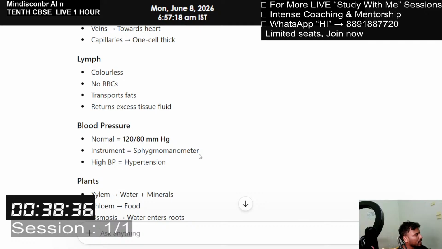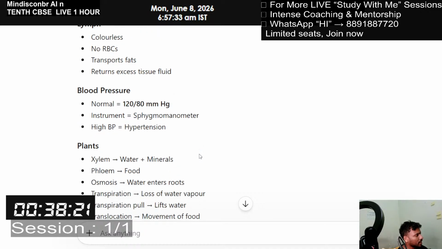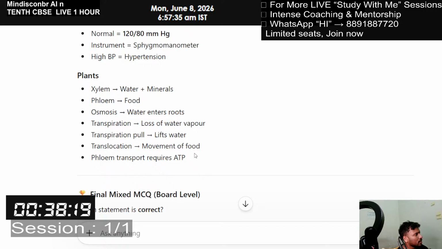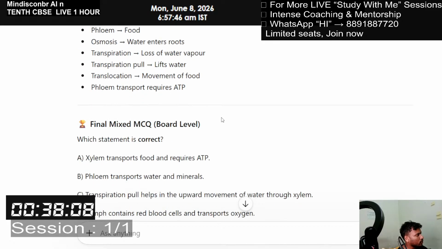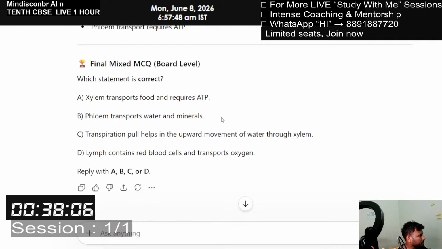Lymph is colorless, no RBCs are present. Transports fats, returns excess tissue fluid. And blood pressure: normal blood pressure is 120/80 millimeter of mercury, and the instrument used for measuring blood pressure is a manometer, and high blood pressure indicates hypertension. Plants: xylem, water plus minerals; phloem, food. Osmosis, water enters the root. Transpiration, loss of water vapor. Transpiration pull lifts water. Translocation helps in the movement of food, and phloem transport requires ATP.